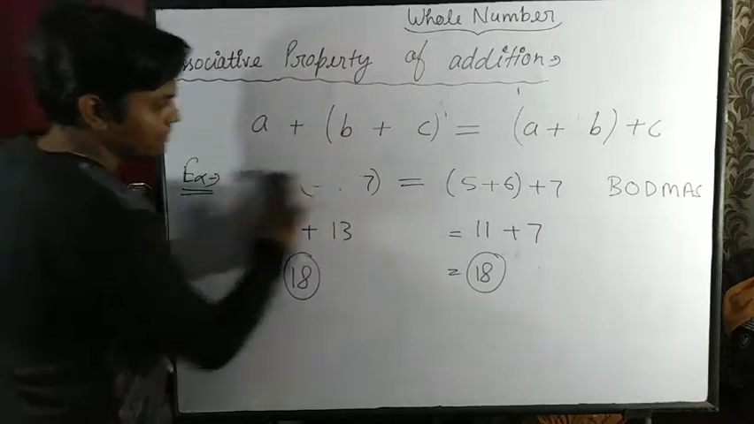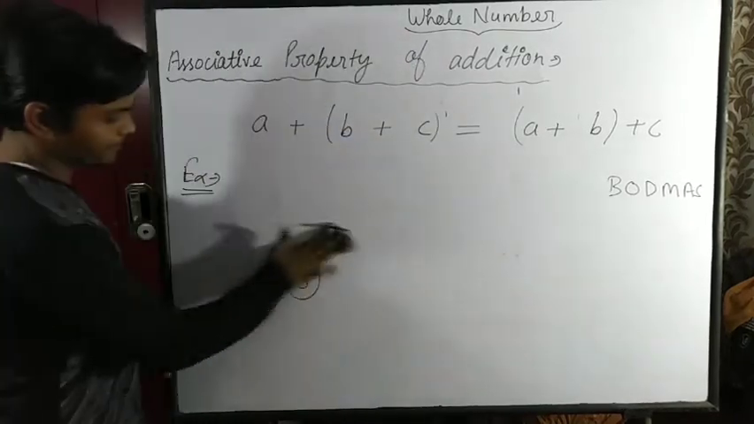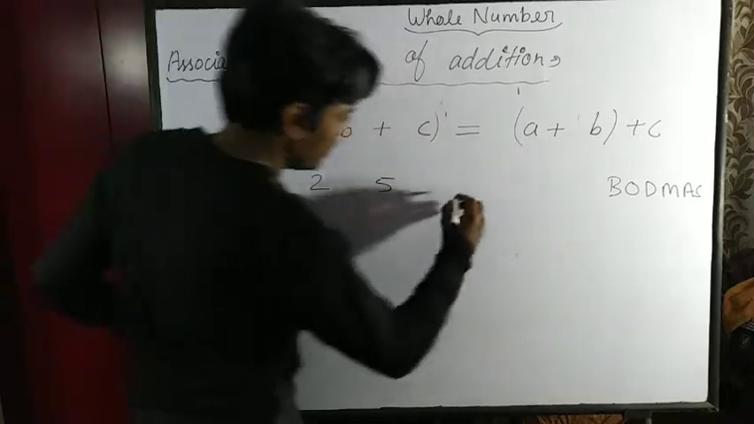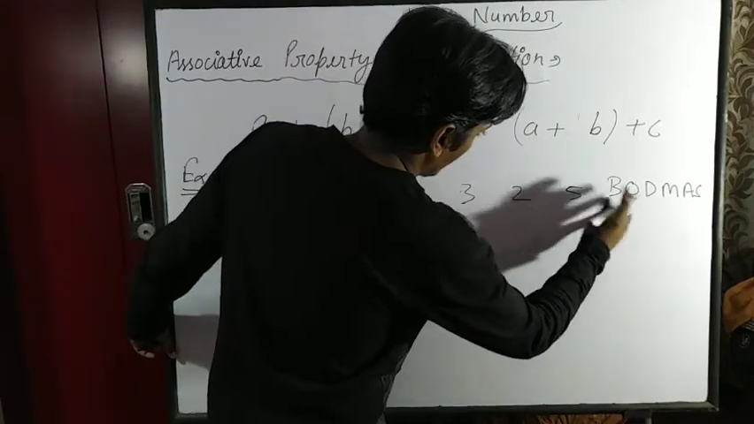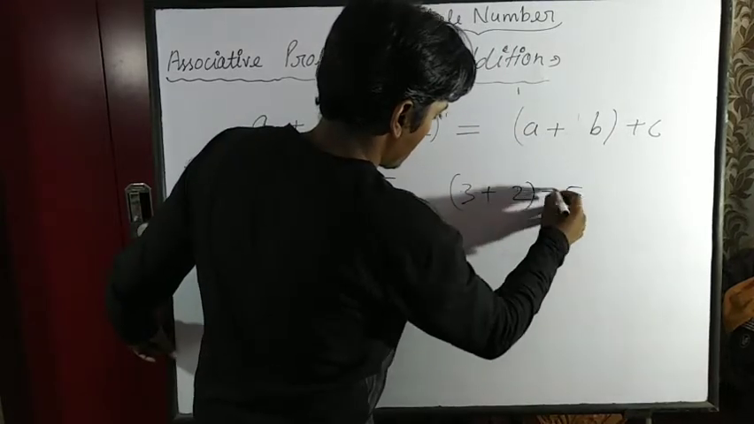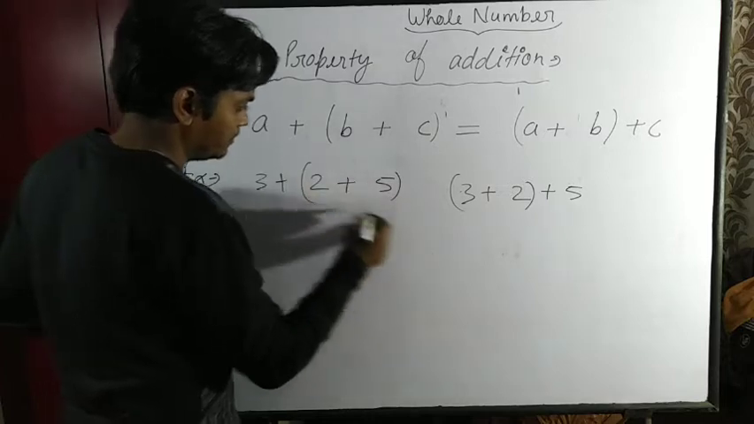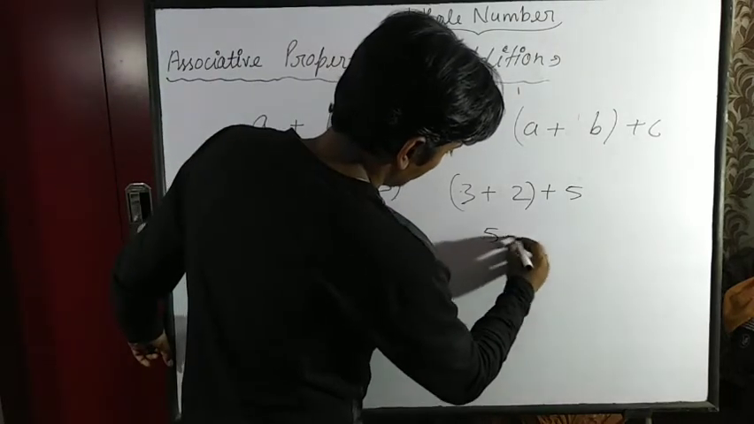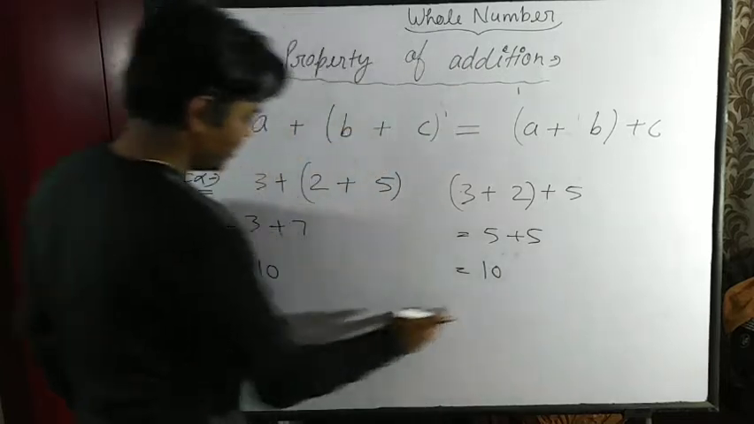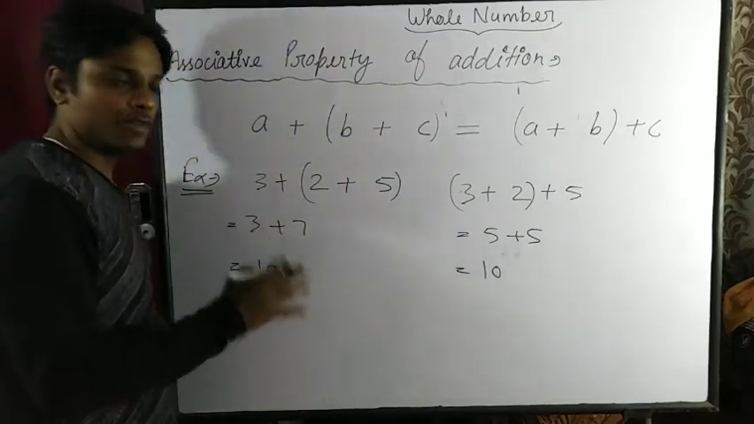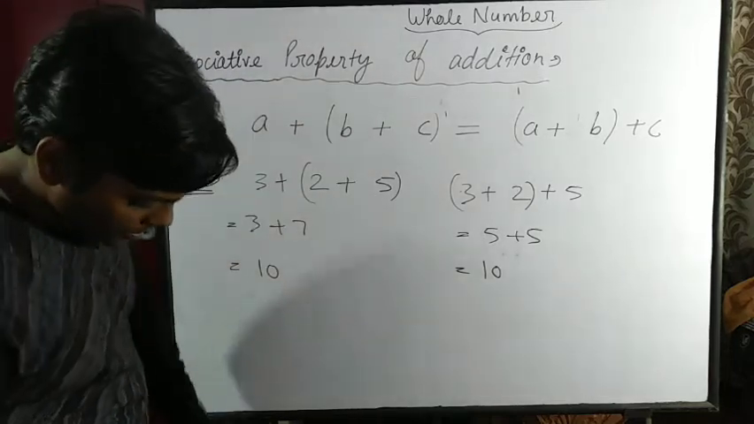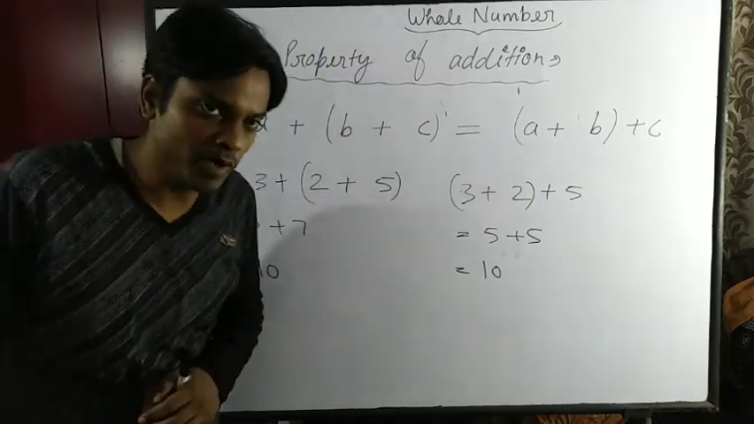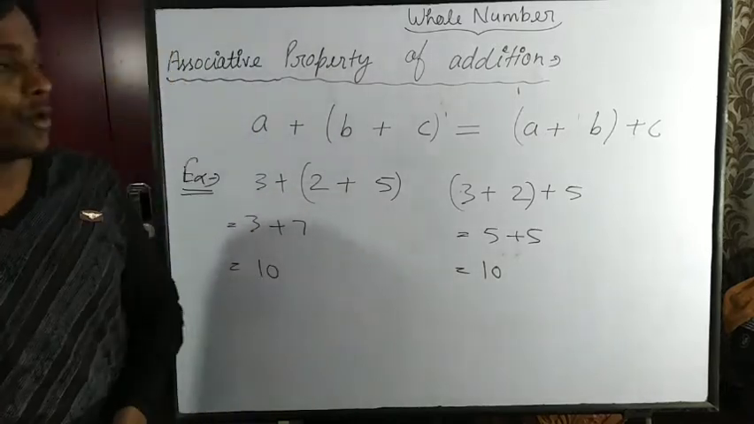Okay, we will see one more example. 3, 2, 5 and 3, 2, 5. Now 2 plus 5 is 7, and 3 plus 7 is equal to 10. Here 3 plus 2 is 5, and 5 plus 5 is equal to 10. See, we have the same result. There is no change when changing the grouping. So these are the properties of addition. First is the closure property, second is the commutative property, and third is the associative property of addition.